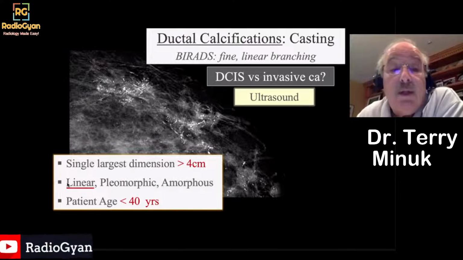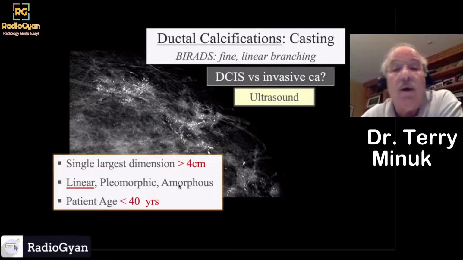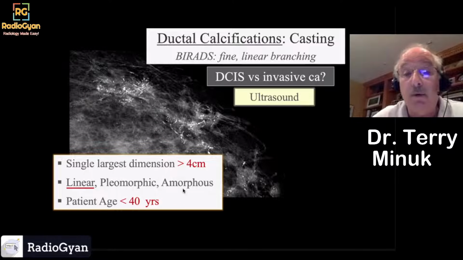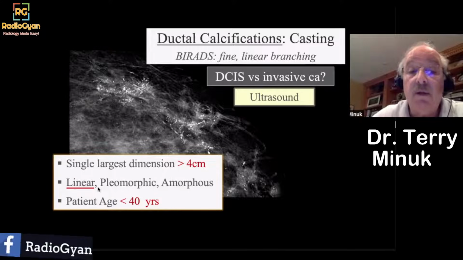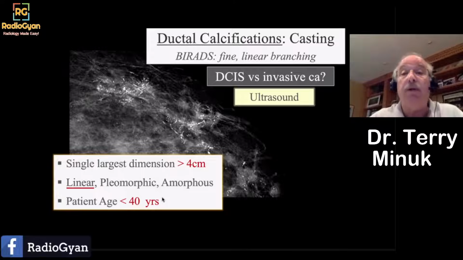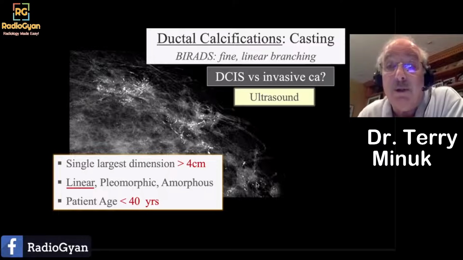Similarly, we have different types of calcifications, and the linear branching calcifications, as you see here, are more apt to be associated with invasive disease than the pleomorphic or amorphous calcifications that we'll be talking about shortly. And the younger the patient is, the greater the risk of invasion. So if you're under 40, your risk of invasion is going to be significantly higher than if you were over 60. So extent of disease, type of calcifications, and age of patient help to determine if this might be invasive. Ultimately, you need the pathology to tell you for sure.